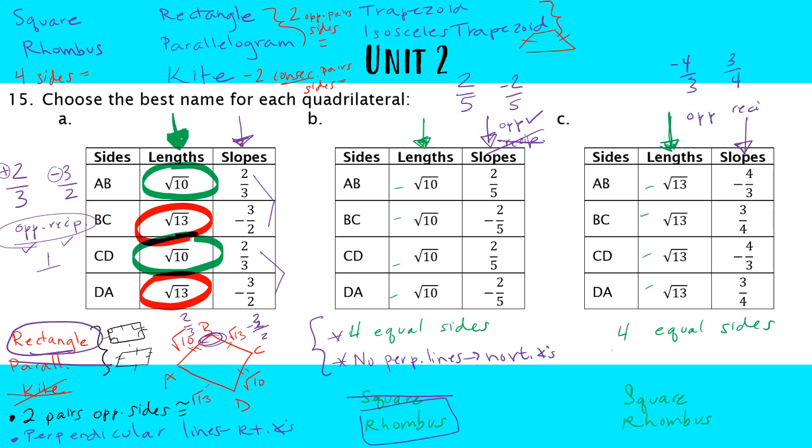Are they opposite reciprocals? Opposite signs. One's negative, one's positive. So yes, they're opposite. Are they reciprocals? 4/3, 3/4, flip upside down. Yes, they're reciprocals. So I'm going to put a little note here. I have opposite reciprocals. I have perpendicular lines. If you have perpendicular lines, that means you have right angles. If you have right angles, you cross off rhombus, and that means your answer is a square. So A was rectangle, B was rhombus, C was square.